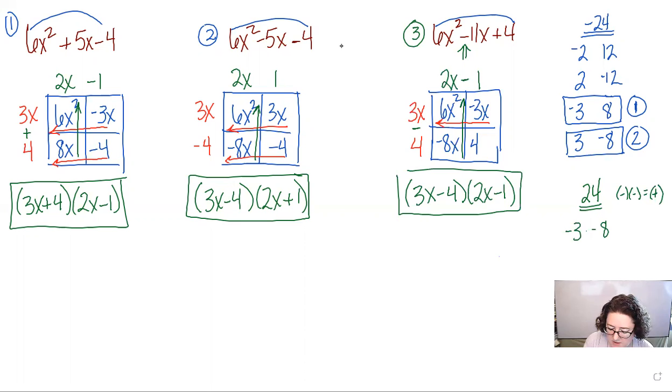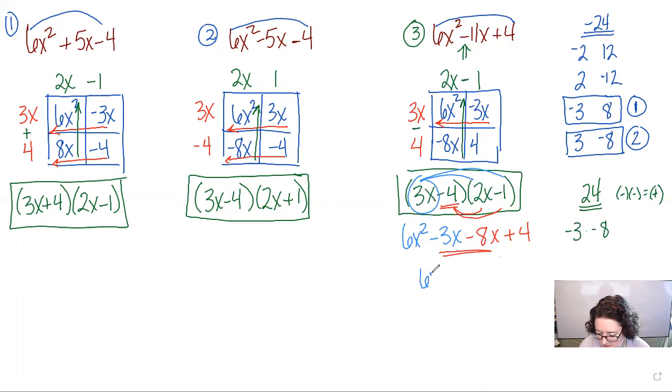Let's go to light blue. So distribute out your 3x over both terms. So we're going to have a 6x squared and a negative 3x. Then distribute out your negative 4 to both terms. So that's a negative 8x and a plus 4, because negative 4 times negative 1. And then combine your middle terms, and you end up with 6x squared minus 11x plus 4. So that means our factoring that we had was correct.